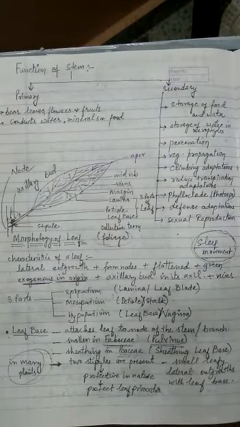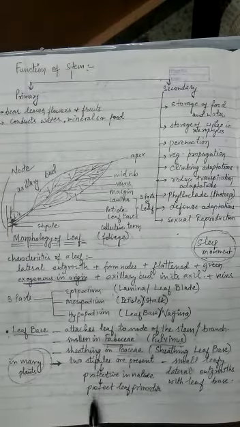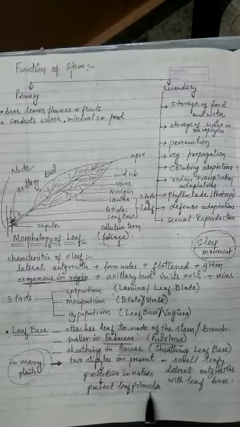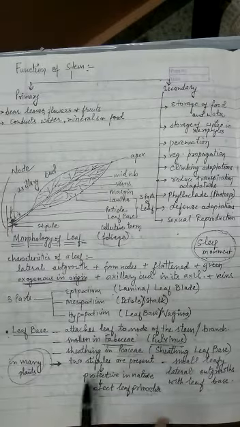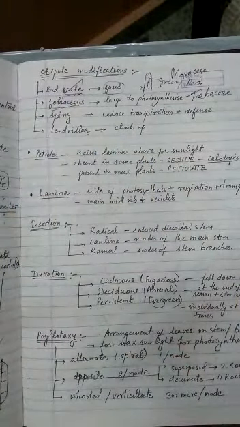Then we learned there are two stipules at the base of the leaf, and those two stipules are small leafy lateral outgrowths which are protective in nature, and they protect the leaf primordia in the early stages. Then we started the leaf stipule modification.